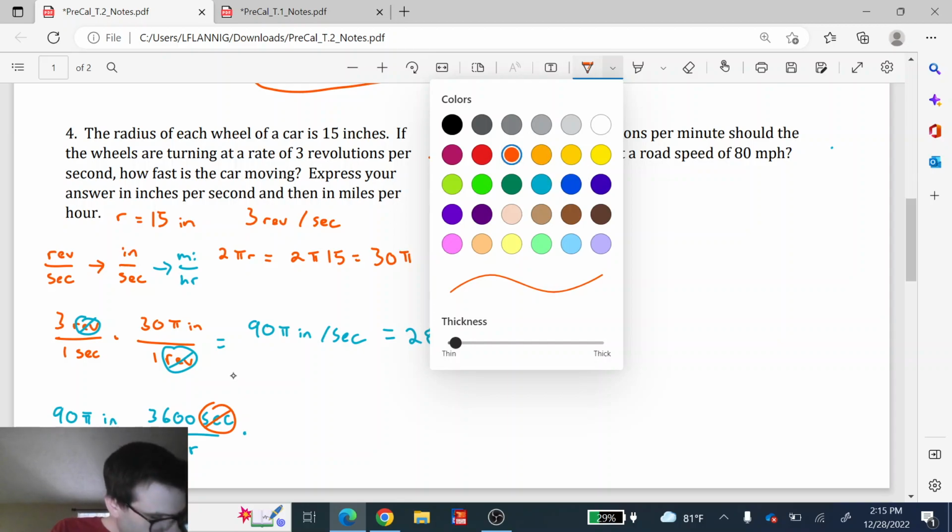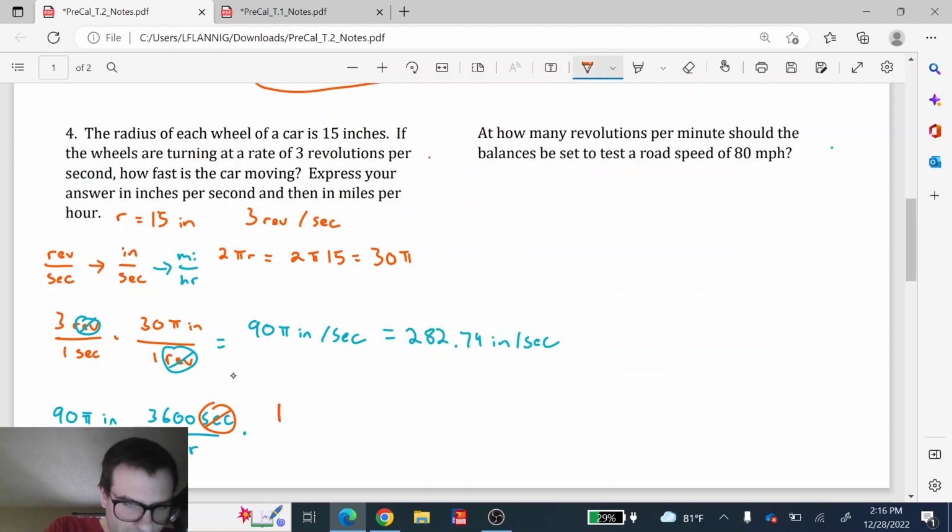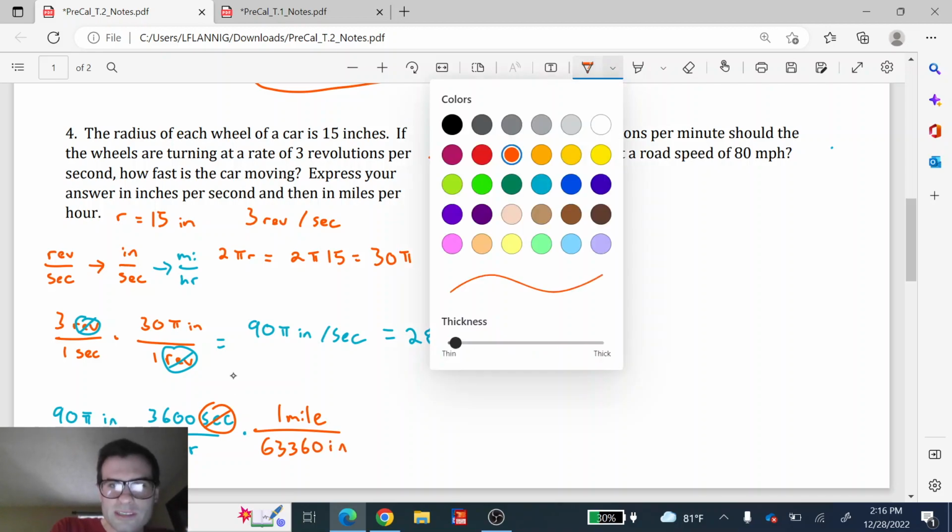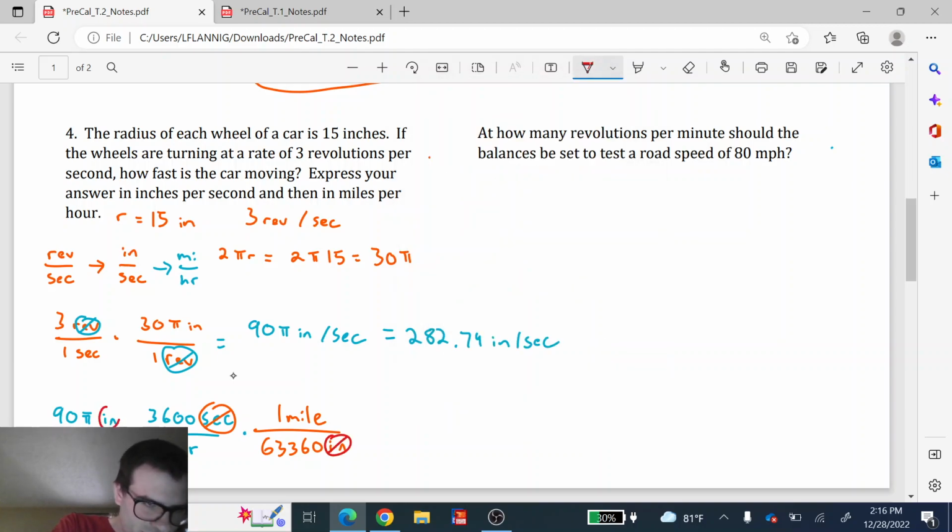And the way you can do that is we know there's 12 inches in a foot and 5,280 feet in a mile. So what you can say is 1 mile for every 63,360 inches. And what's nice here is that these inches cross out here and cross out here. So you're left with just miles and hours, which is what we wanted.